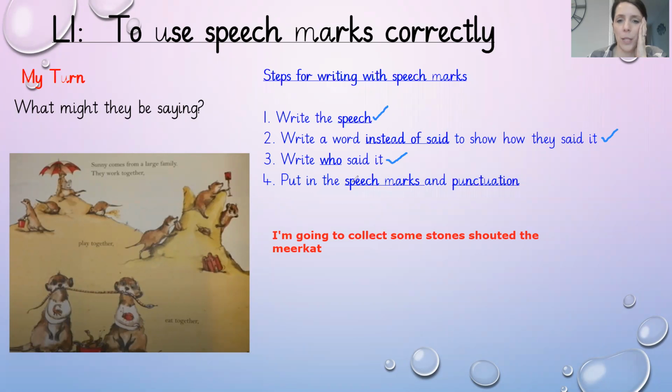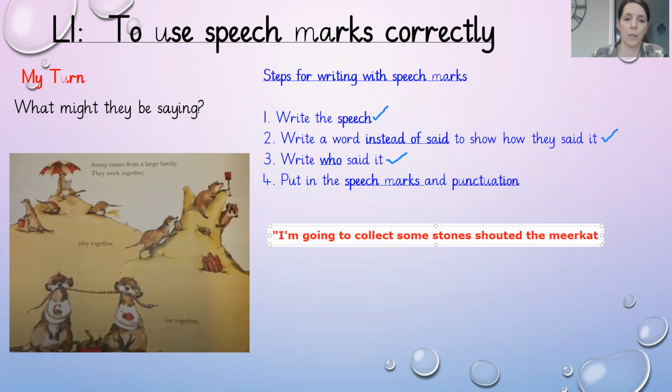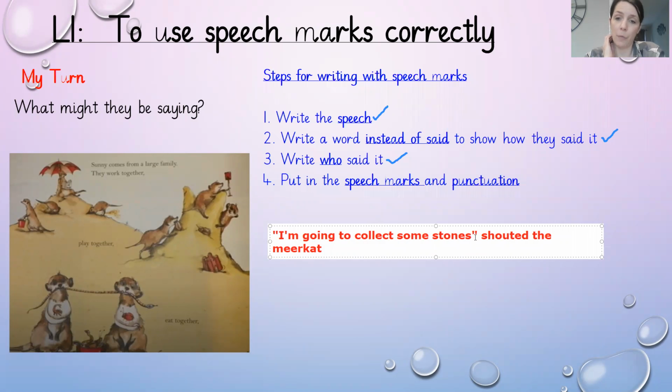And number 4, put in the speech marks and punctuation. Okay, so remember, we're putting the speech marks around what he said. He said, I'm going to collect some stones. He didn't say, shouted the meerkat. So the first speech mark is going to go there to open his speech. I'm going to collect some stones. That's what he said. So I'm going to close the speech mark there. Oh, and remember, we need a punctuation before the close of speech marks. So because he's shouting it, I might put an exclamation mark there. "I'm going to collect some stones!" shouted the meerkat.